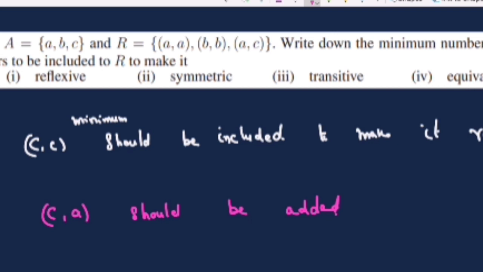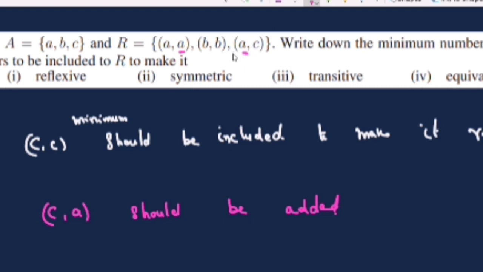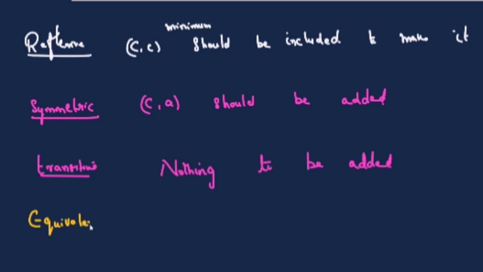Transitive, do you have anything to be added? Check. (A, A), anything starting with A? Yes, (A, A). Now you have to see (A, C) is there. (B, B), is there anything starting with B? Nothing. Only (B, B) is there. (A, C), anything starting with C? No. So if it is not there, whatever is there you check, that's it. So nothing to be added. To make it an equivalence relation, you should add (C, C) and then (C, A). These two should be added.